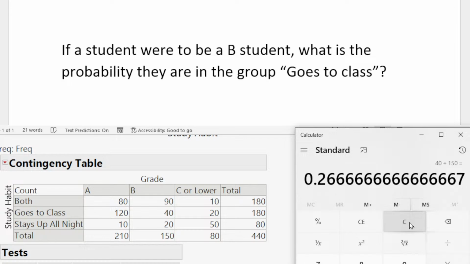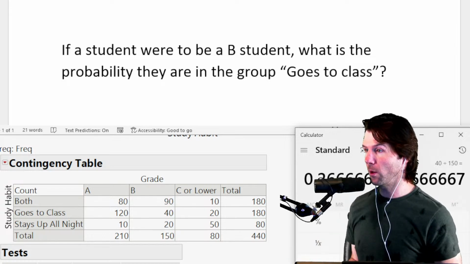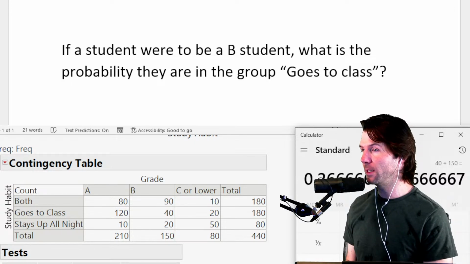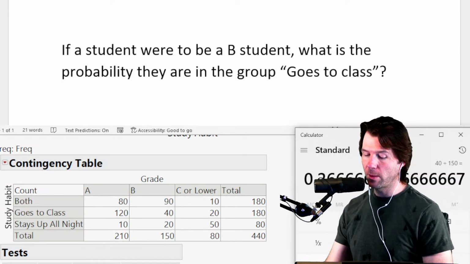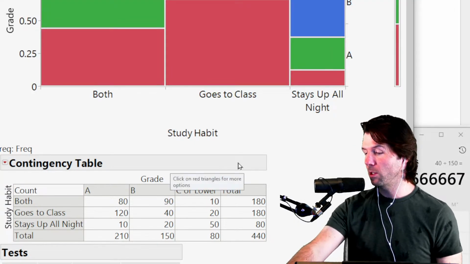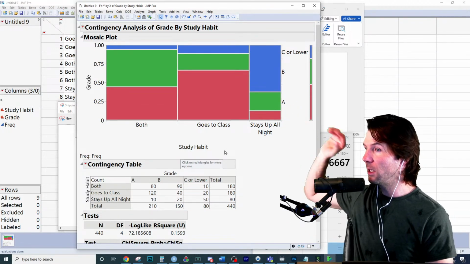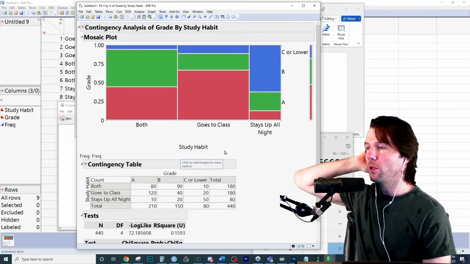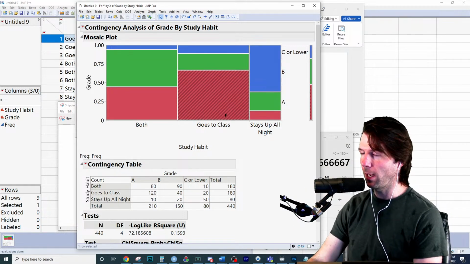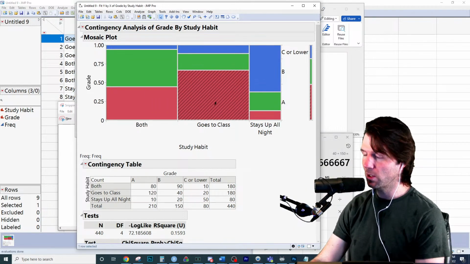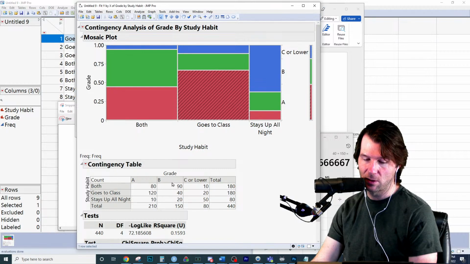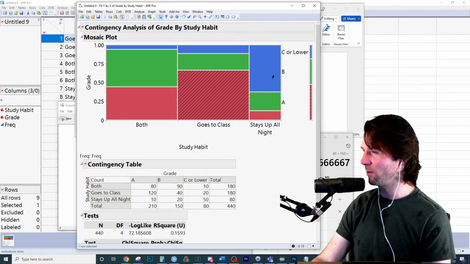So try solving these out. Try practicing. Try writing your own problems. The more of your own problems you can write, the better off you are, to understand how these work. And then when you think about this, we want to know if there's a relationship in the data. Now, if there is a relationship, the conditional distributions differ. You can see right here the people most likely to get an A are the people who go to class, which we just calculated. Remember, if someone is a B student, we calculated a different probability.